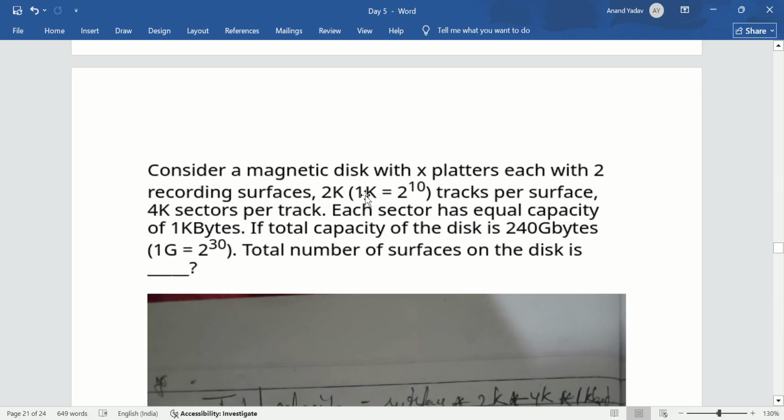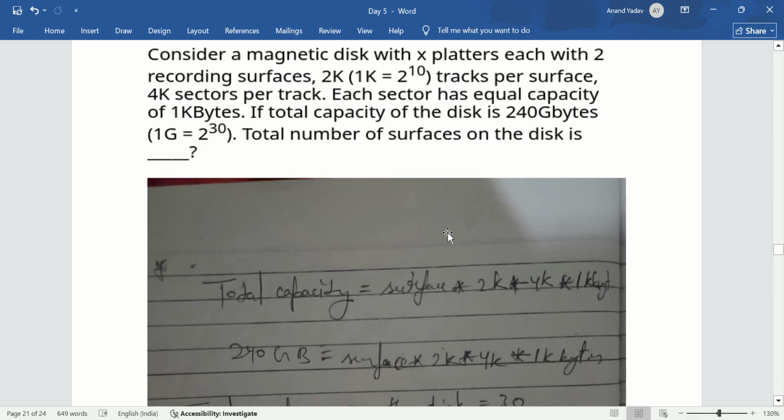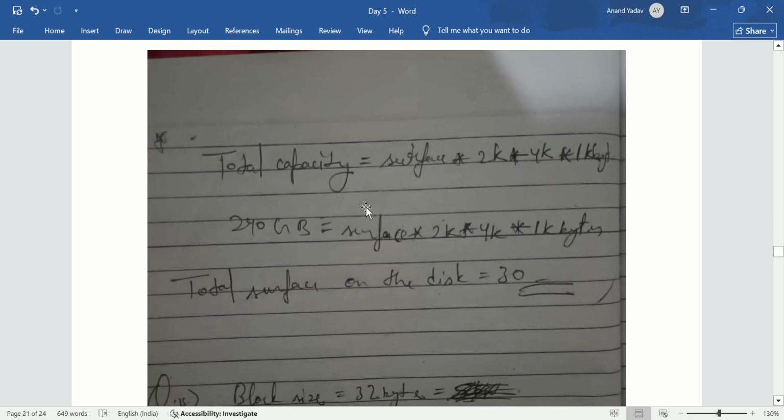Now next one is, consider a magnetic disc with X platters, each with 2 recording surfaces. Each sector has equal capacity of 1 kilobyte. If the total capacity of the disk is 240 gigabytes, the total number of surfaces on the disk is?